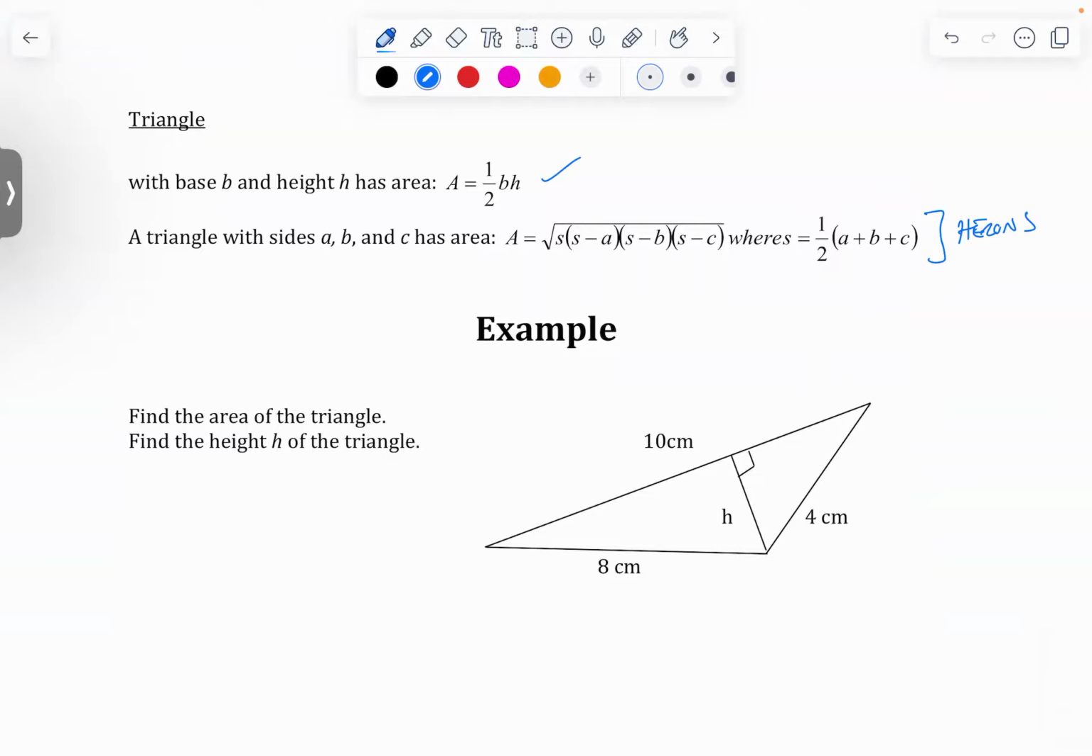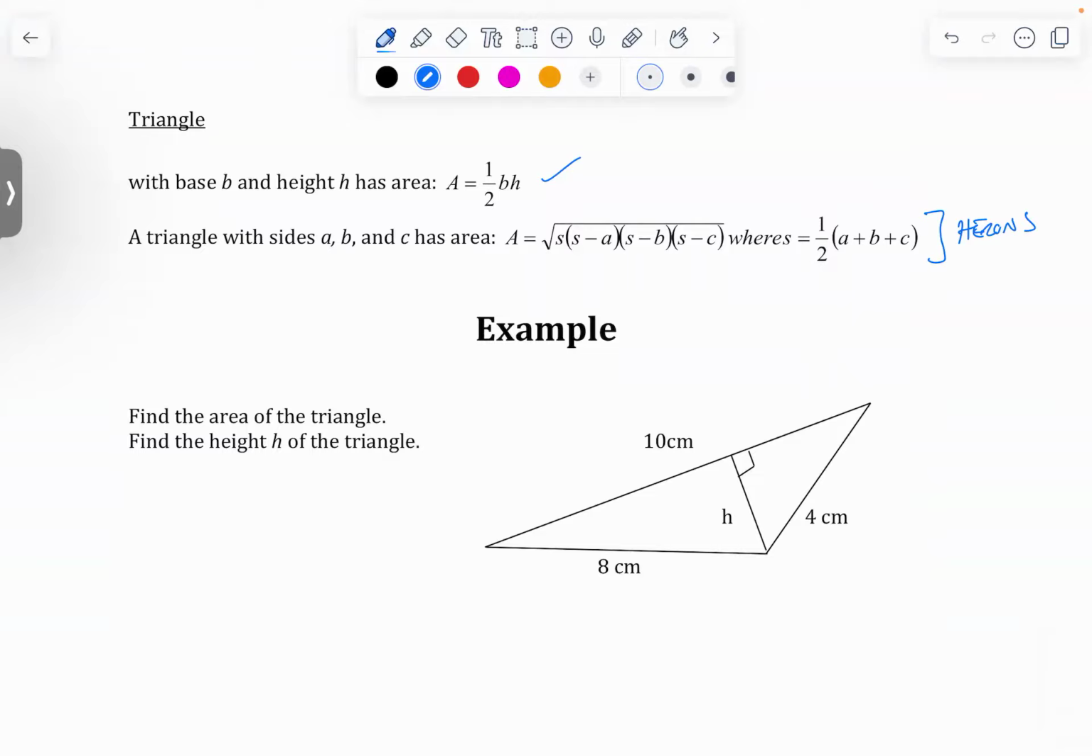I want to find the area of the triangle, and then find the height. So notice I have the distance 10 centimeters, 4 centimeters, and 8 centimeters. It is a scalene triangle. I see we're told we have a right angle here, but if I don't know the height, I cannot use this first equation. I can't use that because I don't actually know what the height is. I have to use Heron's formula. So Heron's formula works like this.